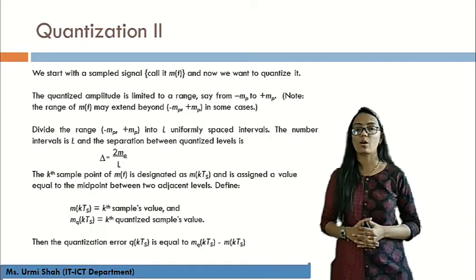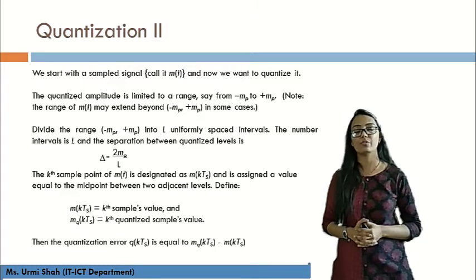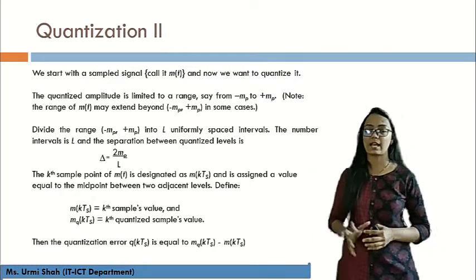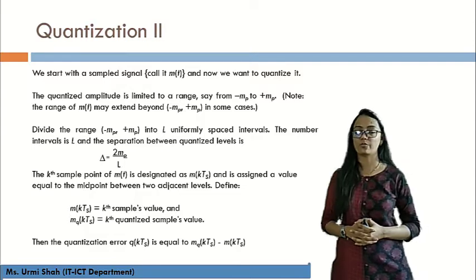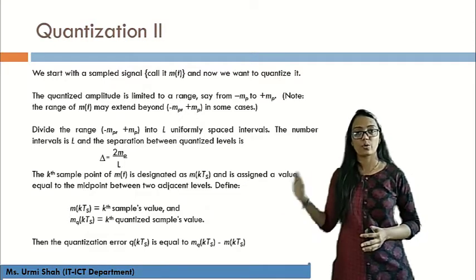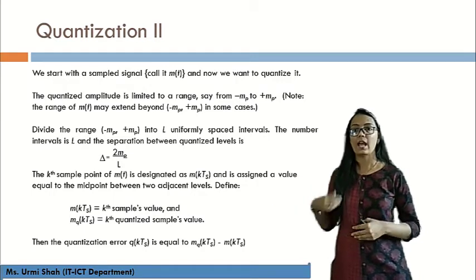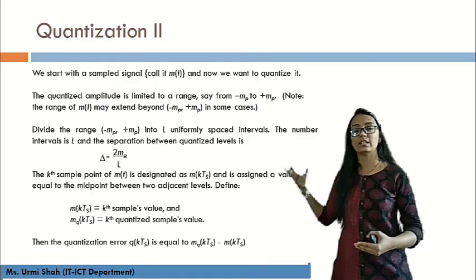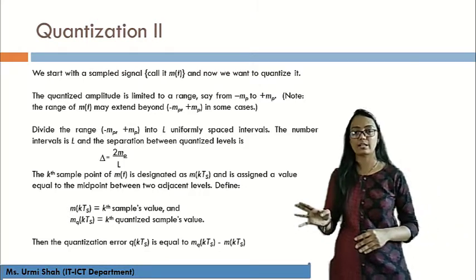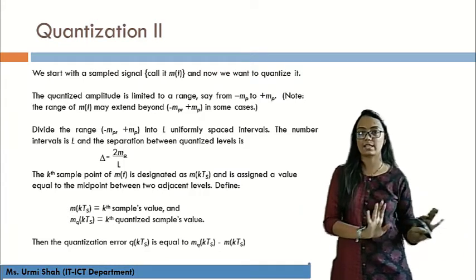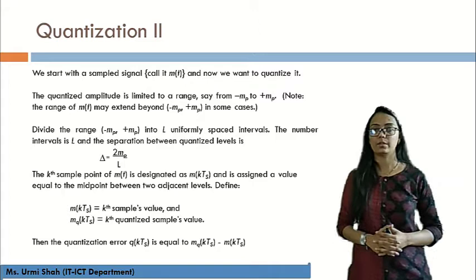Then the kth sample of our signal m is going to be designated as m of kTs, and it is going to be assigned some value which will be equal to the midpoint value of the two adjacent levels. So over here you can see that m of kTs is our kth sample value and m q of kTs is our kth quantized sample value. So this is the difference between the sample value and whatever is generated after quantization, which is our kth quantized sample value.